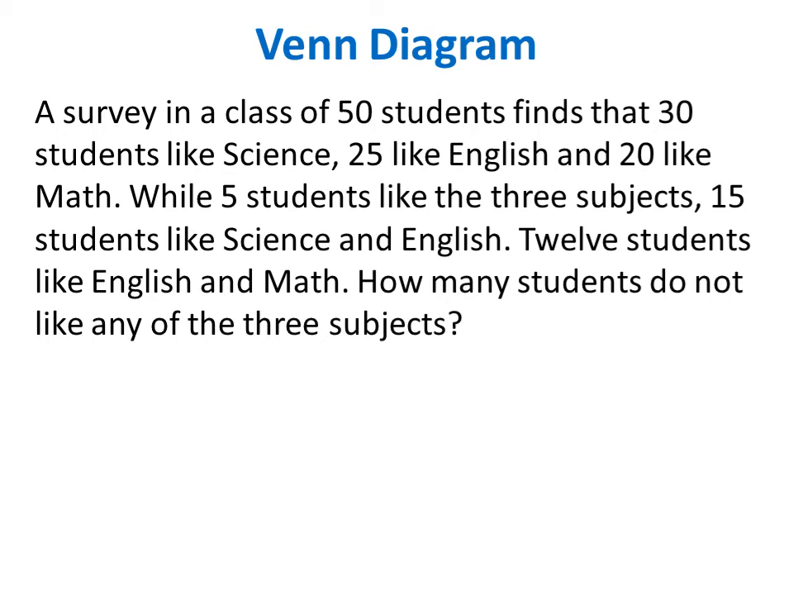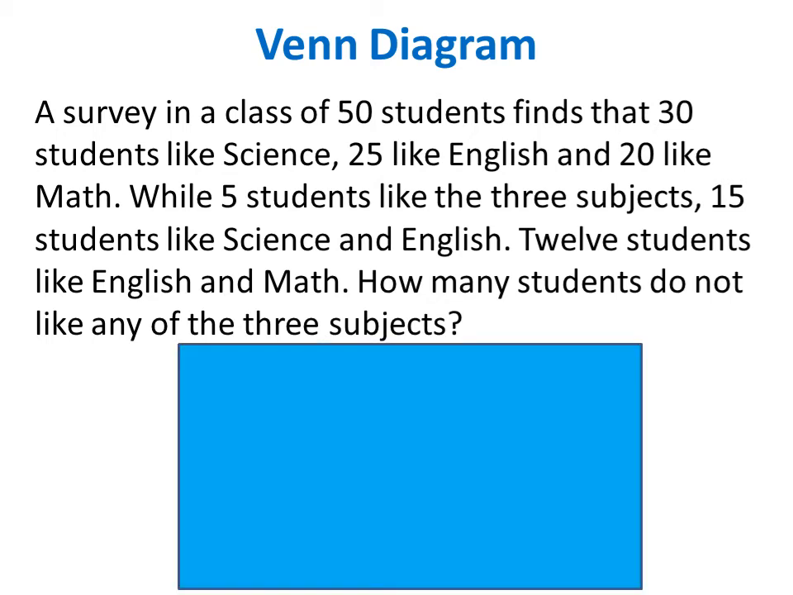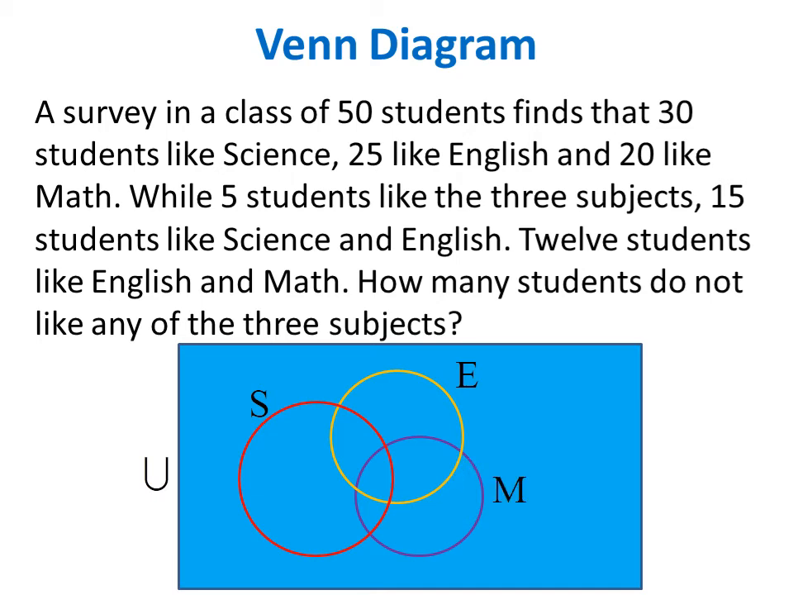So as I've said, we can solve this problem using a Venn diagram. So first, we have to draw the Venn diagram. How do we do that? First, we draw a rectangle to represent the universal set. Then we draw a large red circle to represent the set of students who like science. Then we have a medium yellow circle to represent the students who like English, E for English. Then we have a small purple circle to represent the students who like math, so M for math. So let's populate this Venn diagram with the elements.